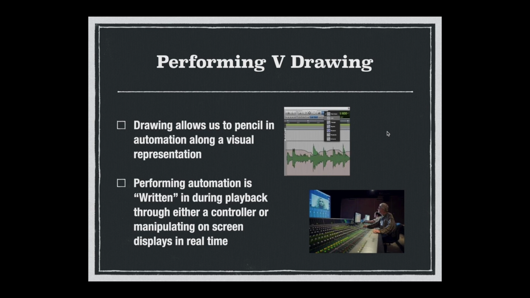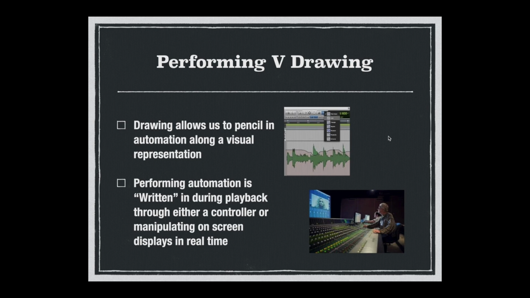Performing automation is when the automation, we call it, is written in during playback through either a controller or by manipulating an on-screen display in real time. So I could have a mixer capable of writing automation, and I could be physically moving the faders, writing in that automation. Or I can go in on a plugin or a fader in the DAW, use my mouse, click on it, and start dragging it up and down, performing the automation while the track is being played back.